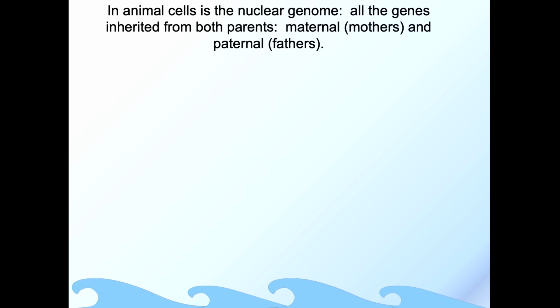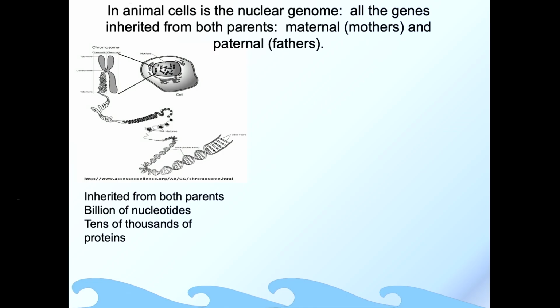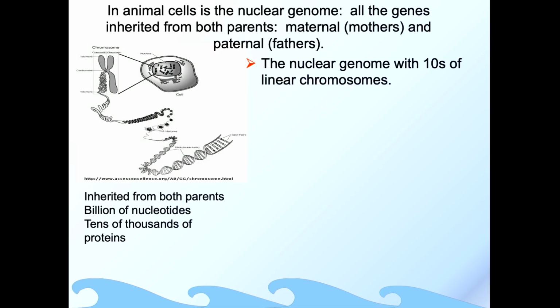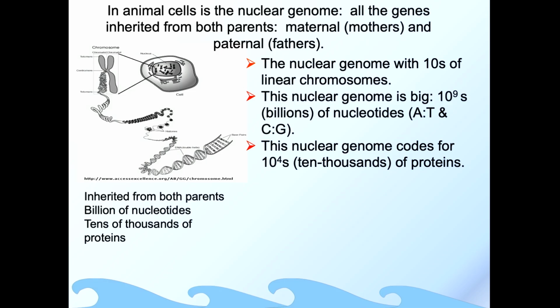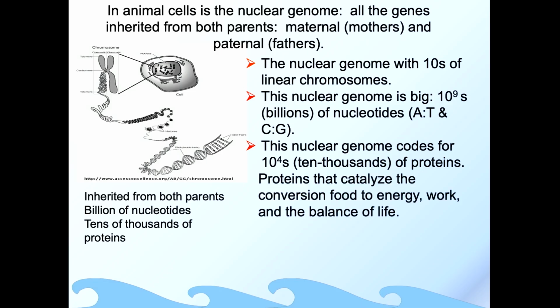So just to tell you what mitochondria are: in animal cells, the nuclear genome has all the genes that are inherited from both parents, both the mom and the dad, right? That's what you typically think about as chromosomes and the nuclear DNA. Tens of linear chromosomes, billions of base pairs, tens of thousands of proteins. All these proteins catalyze the work that we do. Me standing here, me breathing, everything we do. That's the nuclear genome.